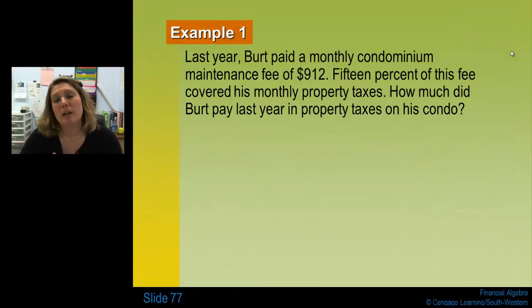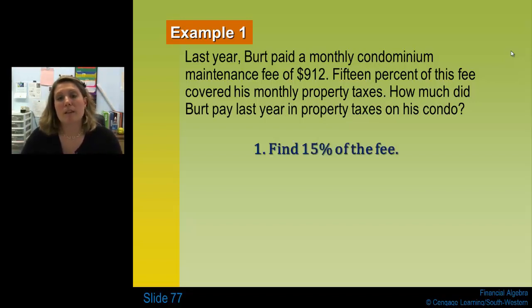Example 1, last year Bert paid a monthly condominium maintenance fee of $912. So every month he paid $912 to take care of the maintenance in the condominium. 15% of this fee covered his monthly property taxes. How much did Bert pay last year in property taxes on his condo? So each month the $912, 15% of that went to his taxes.